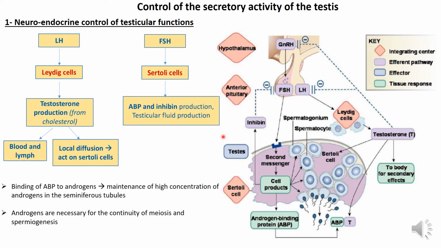Also, we have said that the testosterone can exert a negative feedback on the hypothalamus and the anterior pituitary gland, where it can inhibit the production of GnRH and LH, and the inhibin produced by the Sertoli cells can exert a negative feedback on the production of FSH by the anterior pituitary gland.